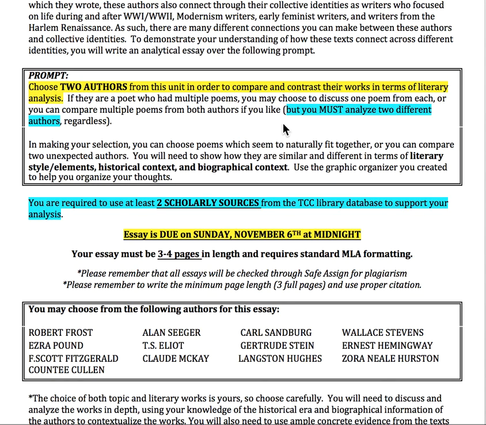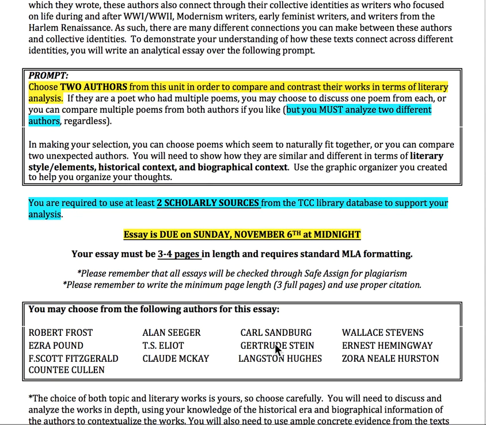Now, when you choose these authors, you can choose ones who seem to naturally fit together. So say you wanted to do Claude McKay's Africa with Countee Cullen's Heritage. That would make a lot of sense. You could definitely put those two together very easily. Say you wanted to do a female author. So you wanted to do Gertrude Stein with Zora Neale Hurston. You could do that. It makes a lot of sense to put certain authors together.